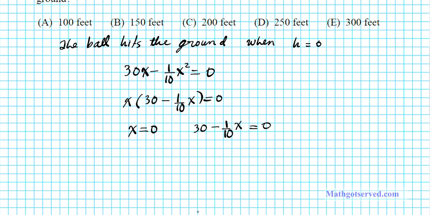Let's solve this. So how do we go about solving this equation? It's a two-step algebraic process. We'll get rid of 30 first, and then we'll get rid of negative 1 over 10. All right, let's do the 30 first. Actually, we have to do the opposite, right? So we have to subtract 30 from both sides. Subtract 30, subtract 30. And then we have negative 1 over 10x equals negative 30.